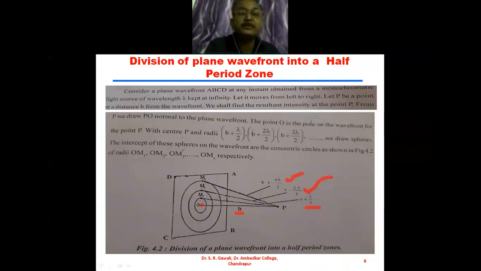This is the circular portion. So this circular portion is known as the first half period zone. Then between M1 and M2 is the annular region.